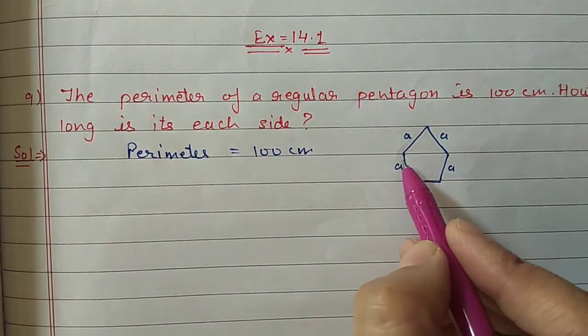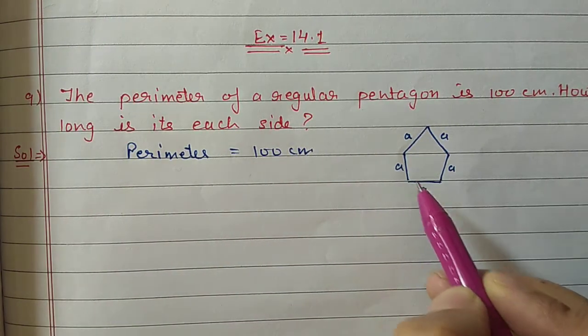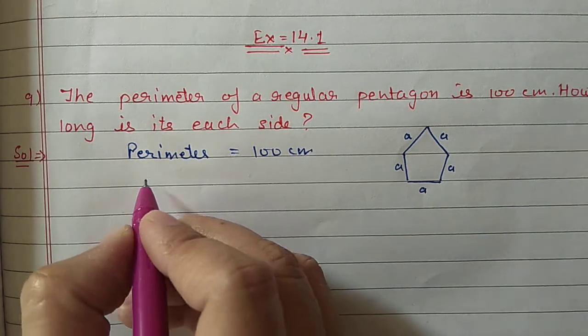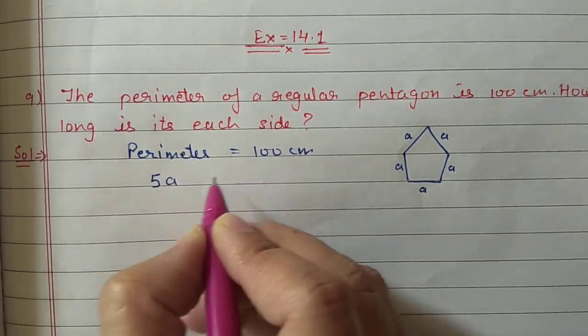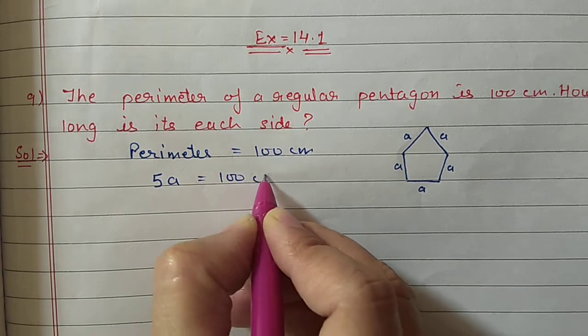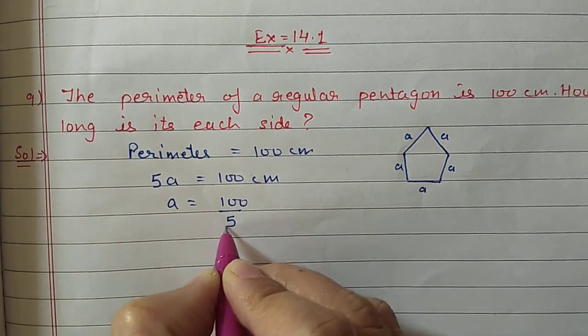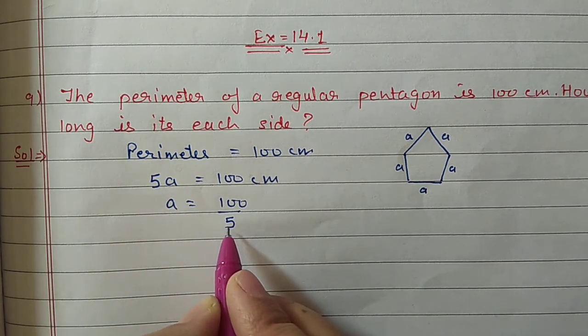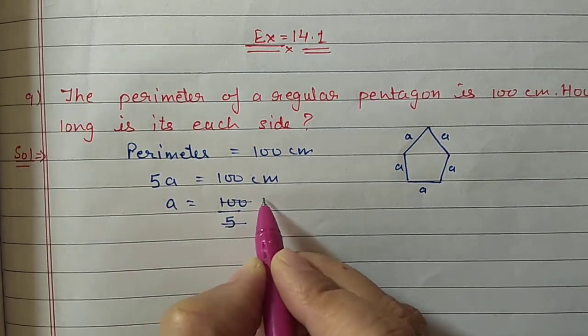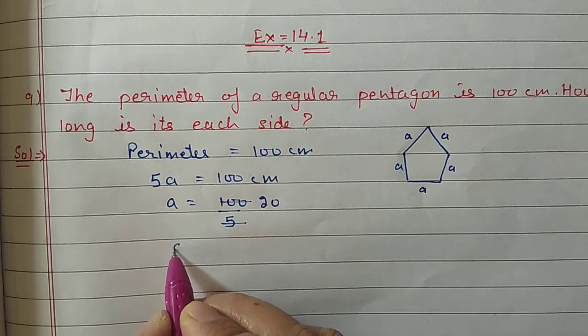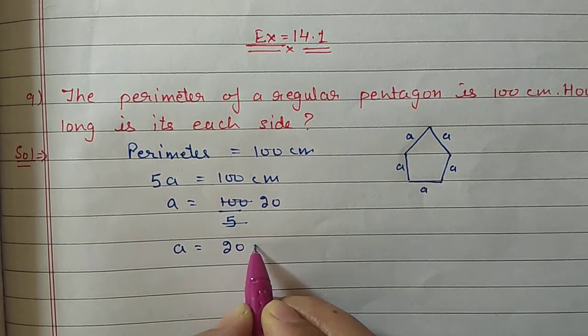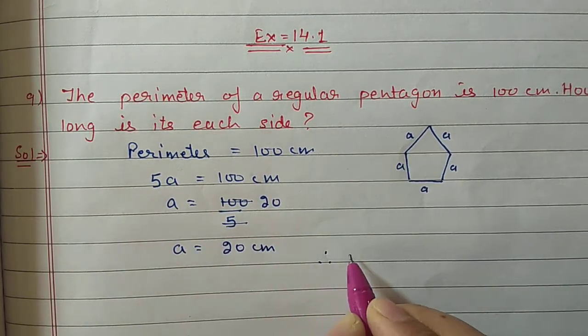According to this figure, the perimeter will be A plus A plus A plus A plus A, which means 5A, and this will be equal to 100 centimeter. So A is equal to 100 by 5. This 5 is in multiplication, so shift it to the other side, where it goes for division, and cancelling out you will get 20. So each side is equal to 20 centimeter.